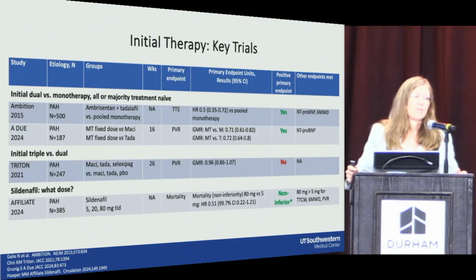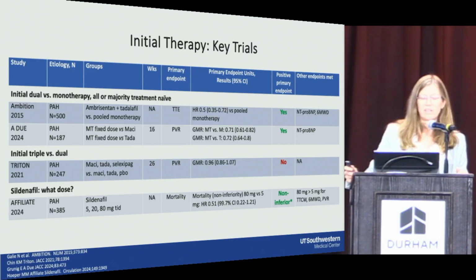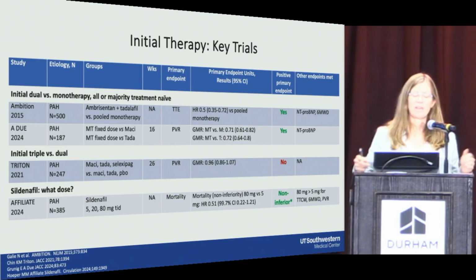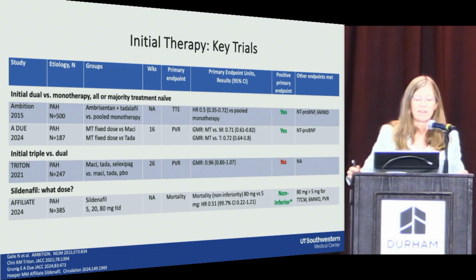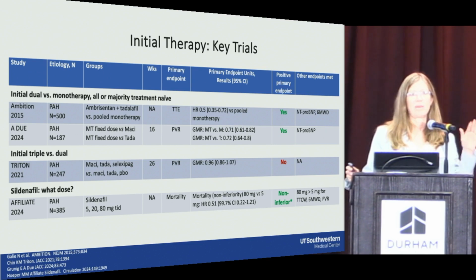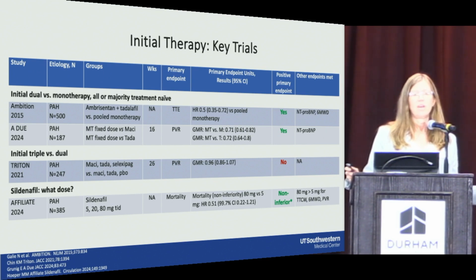So that, along with some subsequent studies that influenced not doing triple therapy and some other studies that added some confidence to the upfront ERA and PDE5 combination are shown here. So we have AMBITION that we just talked about. The ADO study looked at patients treated with macitentan and tadalafil, so macitentan rather than ambrisentan. A majority, but just a slight majority, were treatment naive.